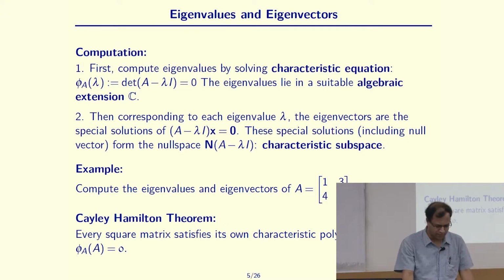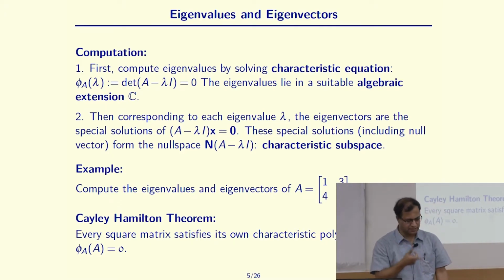Just to recap your previous work, can you try to compute the eigenvalues of this matrix? Let's try to do this: 1, 3, 4, 5.